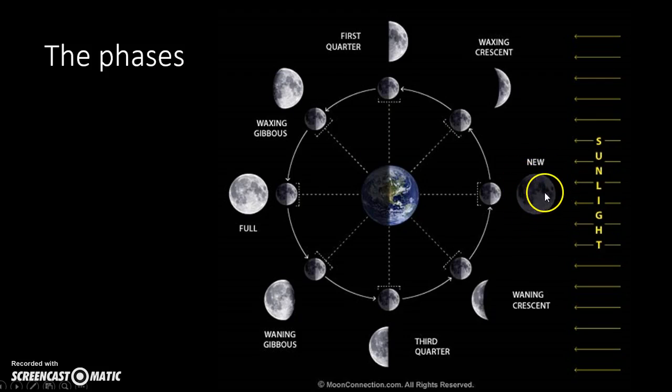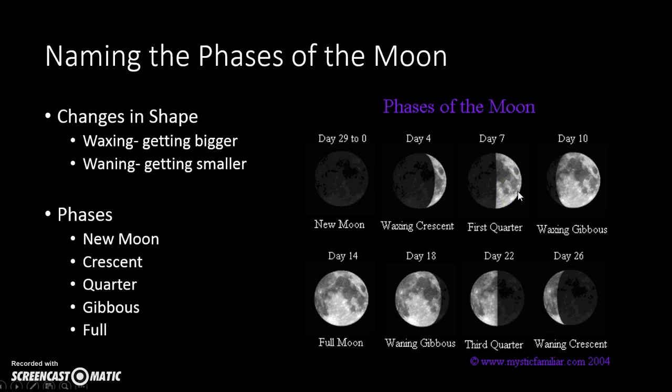You won't be able to see it. And we move counterclockwise until we get to the full moon, which is where we see the entire half-lit side of the moon. And then we continue again until we get back to our new moon. So basically how we name them is by their changes in shape. And two terms you need to know are waxing, which means the moon is getting bigger, and waning, which means the part of the moon we can see is getting smaller.